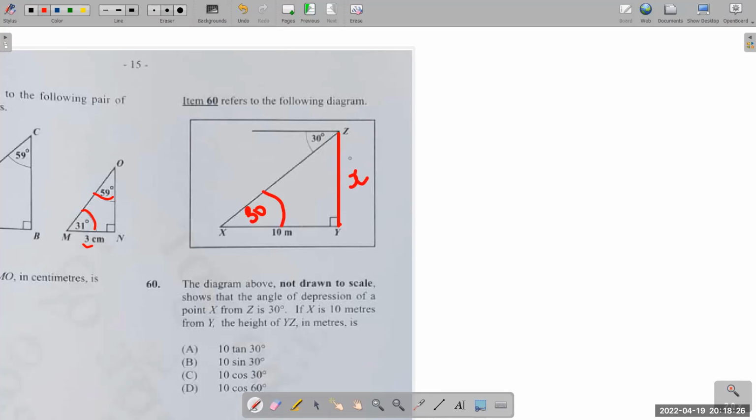because if this is the missing side, which is what? The opposite and the adjacent. What ratio deals with the opposite and the adjacent? Just tan. The answer is A. Look how fast we finished this exam.